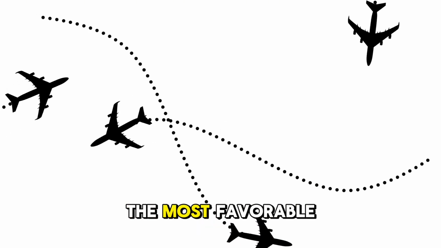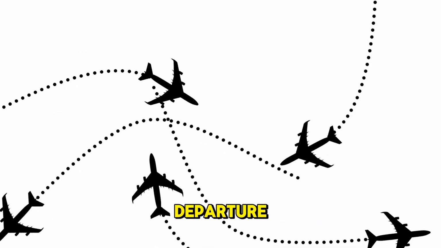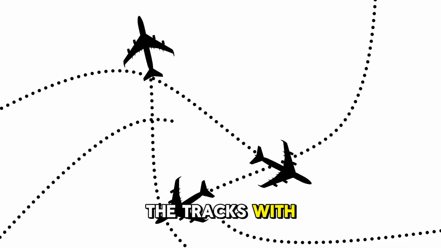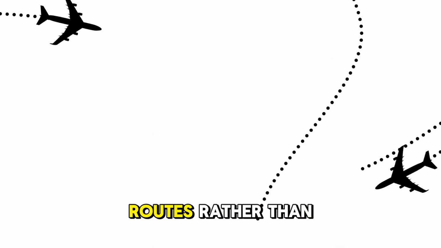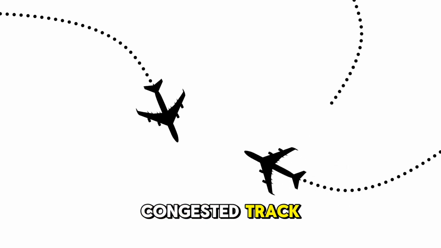Airlines bid for the most favorable tracks the evening before departure. The tracks with the strongest tailwind fill first. Airlines with less favorable scheduling sometimes accept longer routes rather than fight for a congested track.